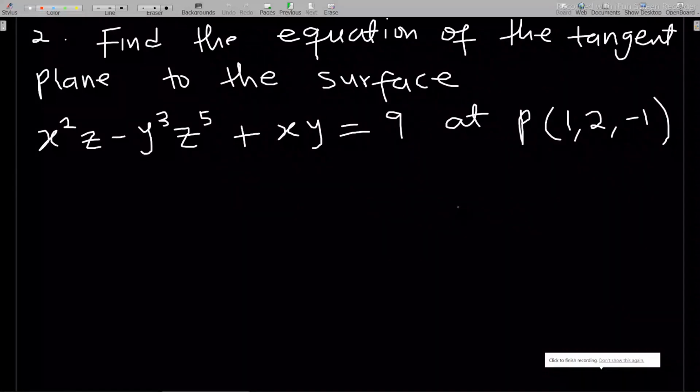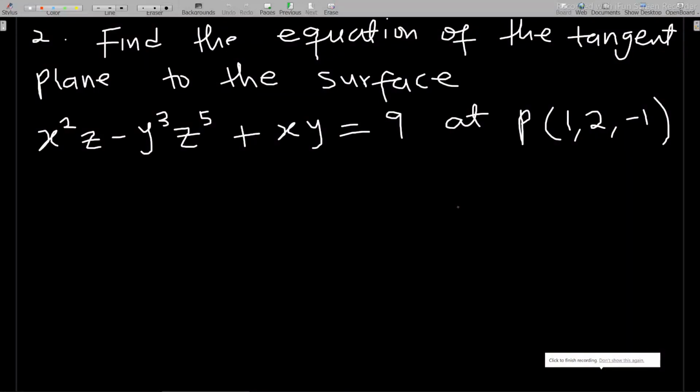Hello, welcome to this lesson of our study of partial differentiation. In this lesson we'll go through how to find the equation of a tangent plane to a surface. Remember, we've already done previous videos on tangent vectors.